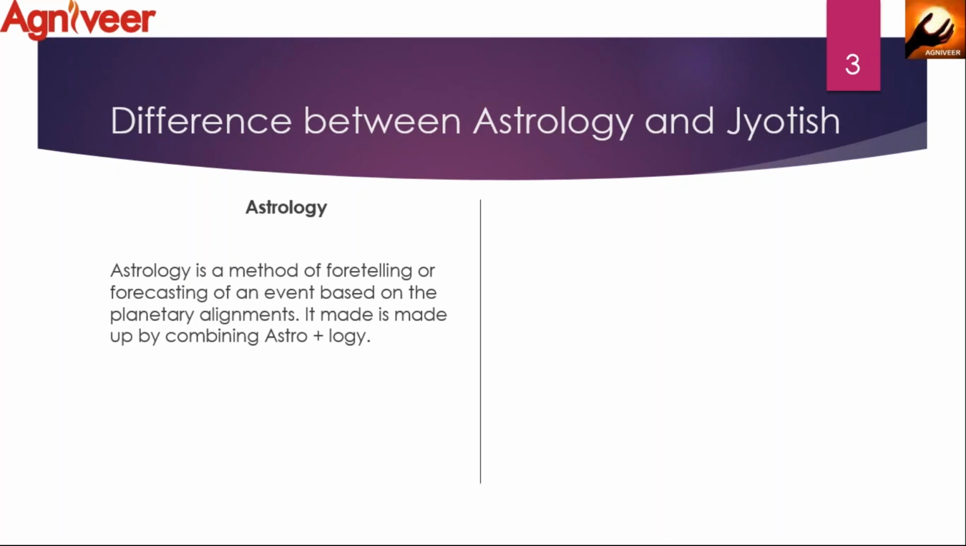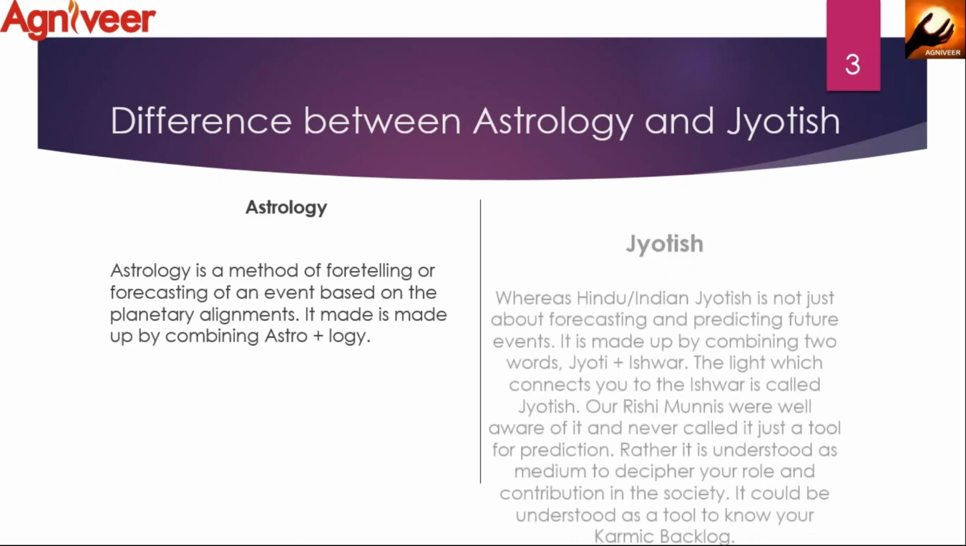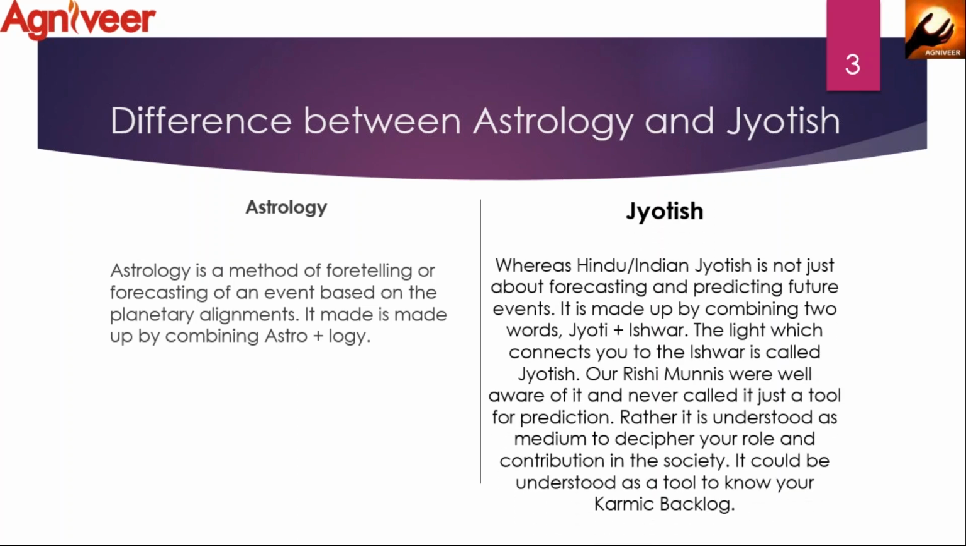But Jyotish, the Indian context of astrology, is something different. It is based on our karma. We had the concept of Jyoti plus Ishwar: something which takes us towards Ishwar, or connects us to Ishwar, or you can say God. That is Jyotish. That is the main philosophy behind Indian Jyotish and how it is different from mainstream or Western astrology.